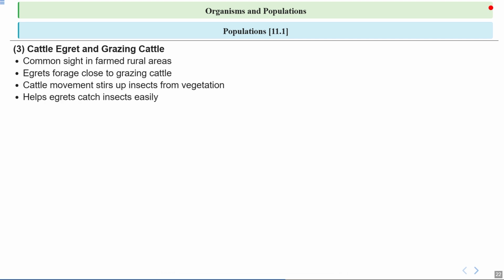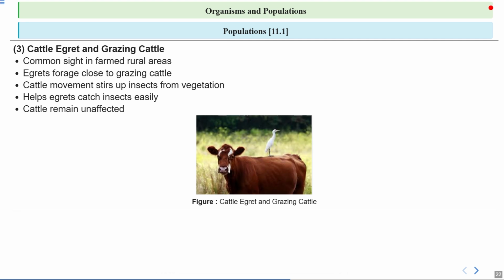So this movement helps the egrets catch insects much more easily than if they were searching alone, because as the cattle is moving, it is stirring up the insects from the soil. And these insects are eaten up by the egrets, but the cattle remains unaffected here. Here you can see in this image cattle, egret and grazing cattle.